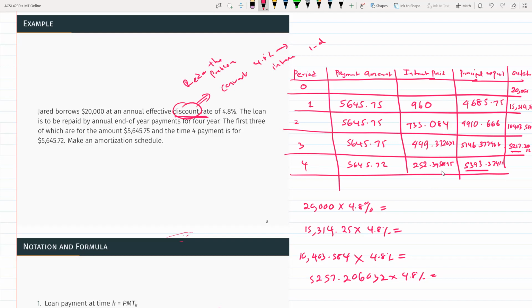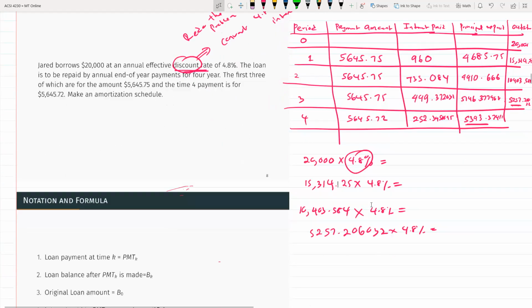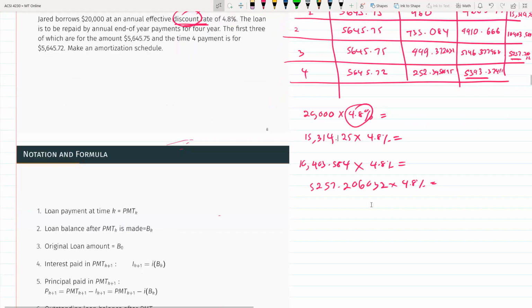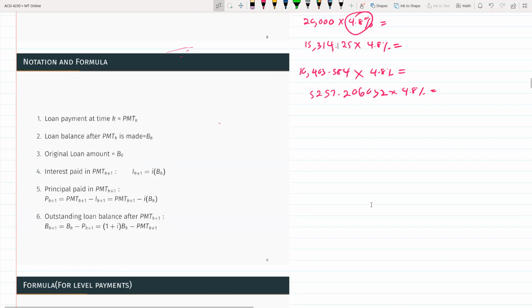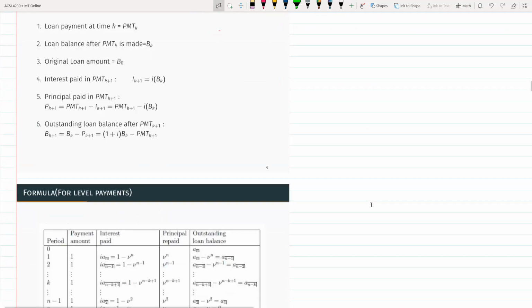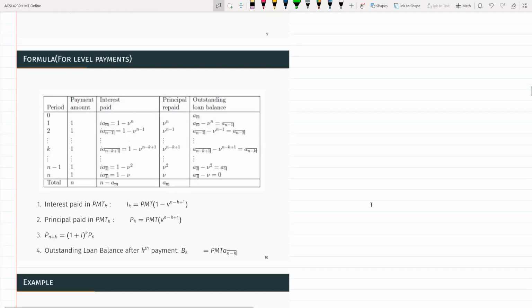So how do you do that? 1 minus d times 1 plus i equals 1, and you get the rate. Okay, so then use the rate. You can't use the 4.8; you have to use the rate. Okay, so anyway, you get the idea how to make this kind of table. So now we want to introduce some notation. So here you can see a few notations.